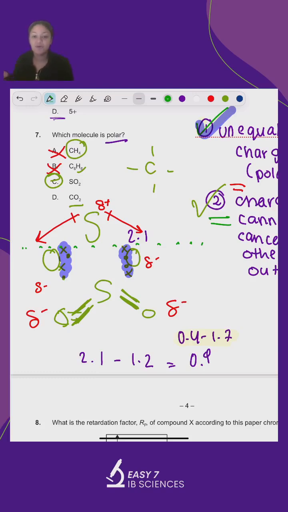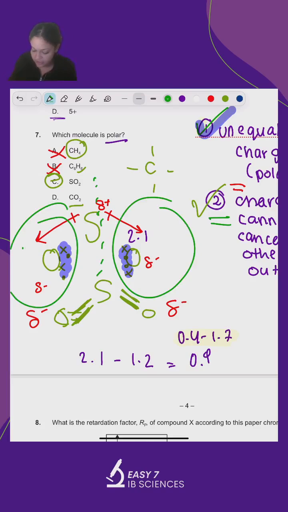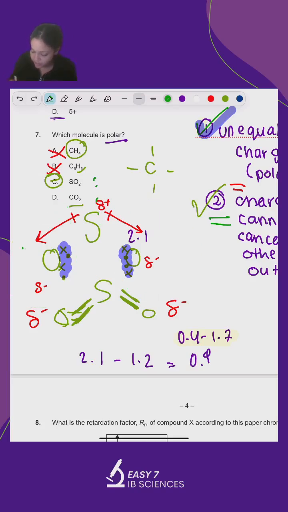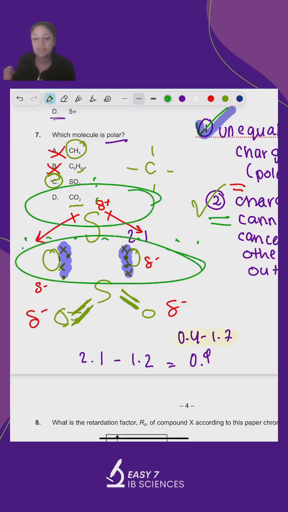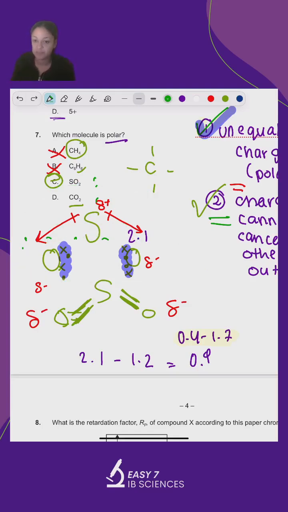Okay? So if you can draw a dotted line, whether that's vertical or horizontal across your molecule, if I were to draw it like this, both sides are basically negative. So that's not polar. But because I can draw it the other way, horizontal, where one side is positive and one side is negative, that means that molecule is polar. Because the whole thing about polarity is part of your molecule has to be partially positive and part of it has to be partially negative.